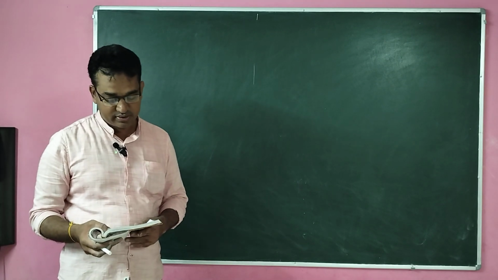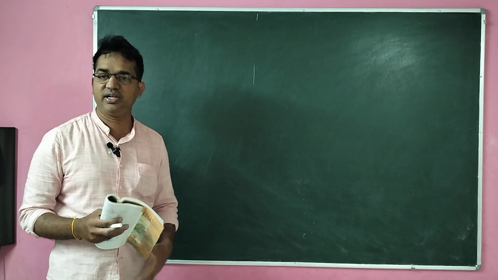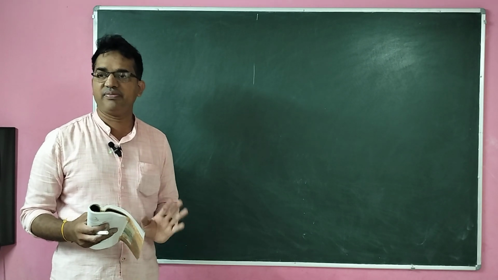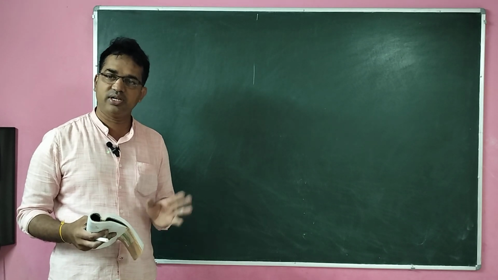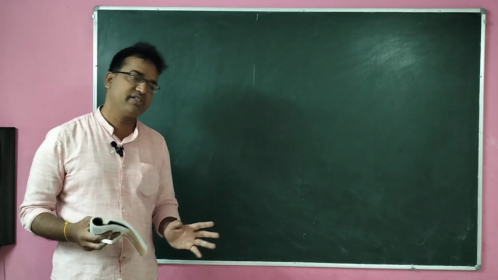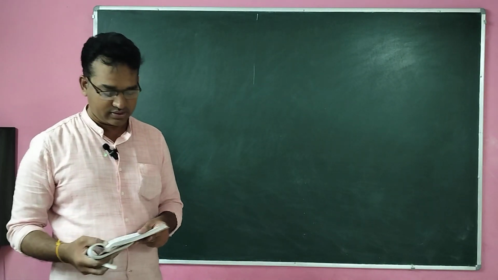Exercise 12.1. Unless stated otherwise, take pi as 22/7. What's the meaning of this? If nothing is mentioned in the problem, you should take the pi value as 22/7. If 3.14 is given, it should be taken as the same. Understood, I think. Okay?